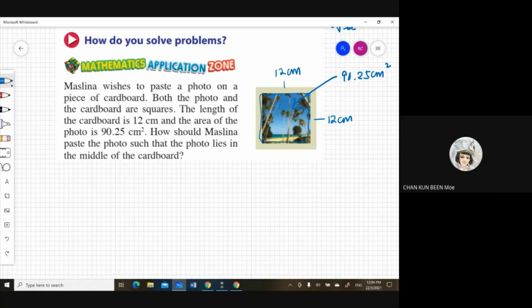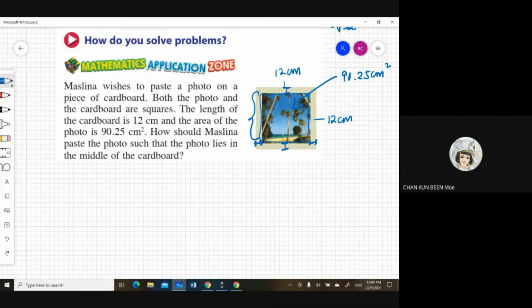If you want to paste the photo in the middle of the cupboard, you must make sure the distance here at the side of the cupboard must be equal. And then the distance down here and the distance up there also must be equal. So before you do anything for this question, first you need to look for the length of the picture.